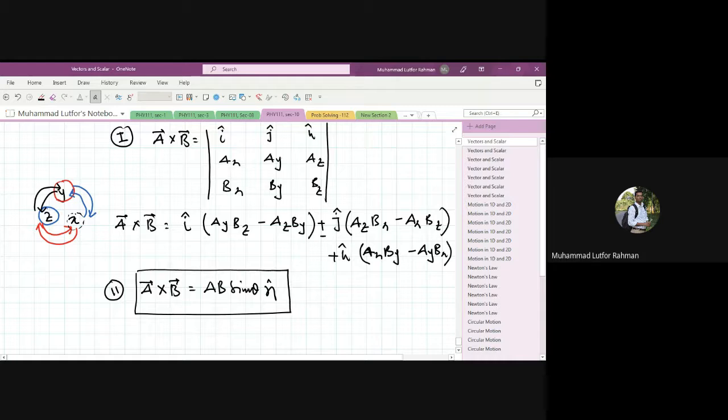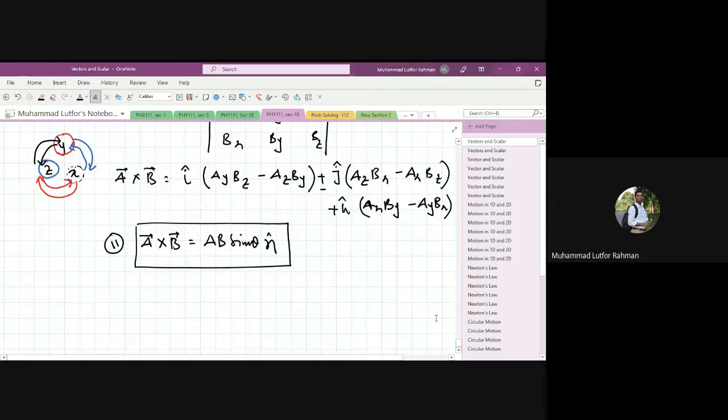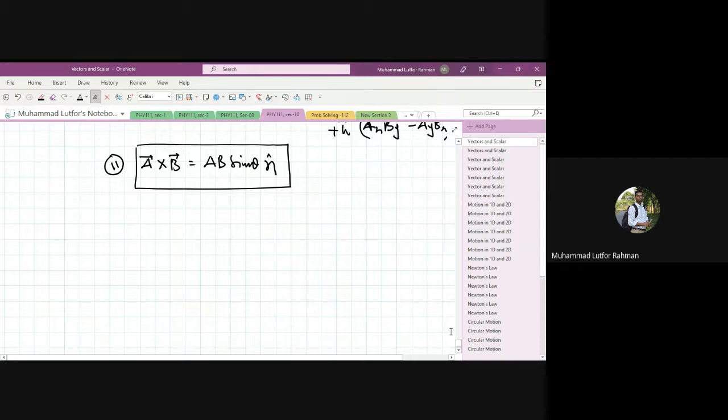And this eta hat must be perpendicular to both A and B separately. So it doesn't require that A and B be mutually perpendicular, but this eta hat must be perpendicular to both A and B separately. So if the angle is theta over here, then eta hat would be towards that direction. If you write down A cross B, or if you write down B cross A, then it would be towards the downward direction, in the negative eta hat direction.